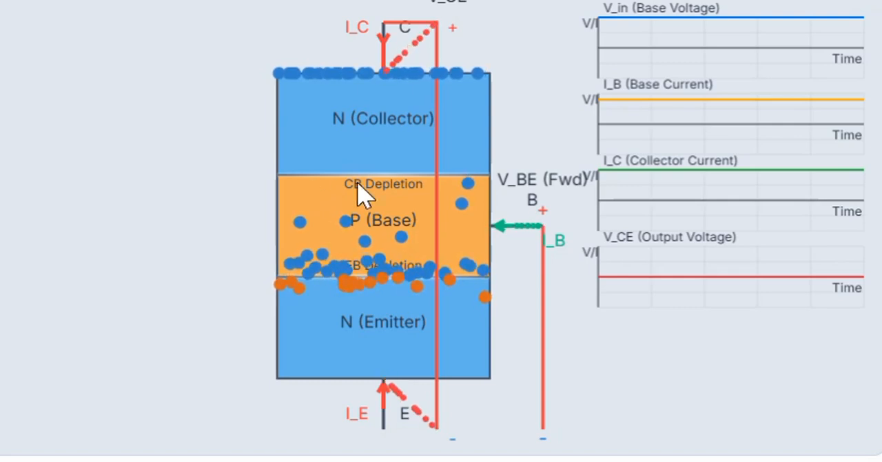In the saturation region, both junctions are forward biased. So you can accumulate the electrons over there. So you can see. Okay.